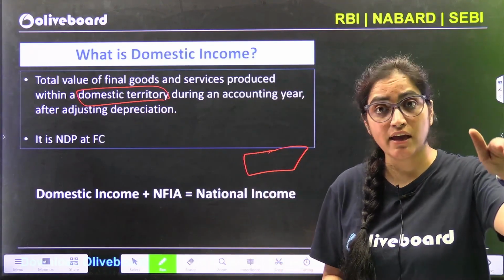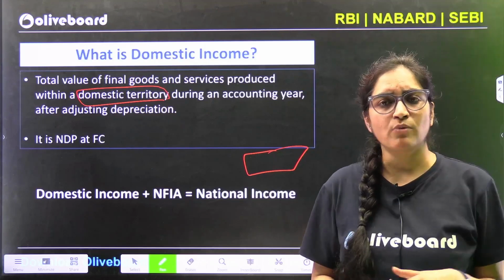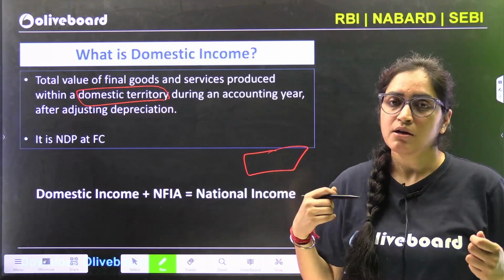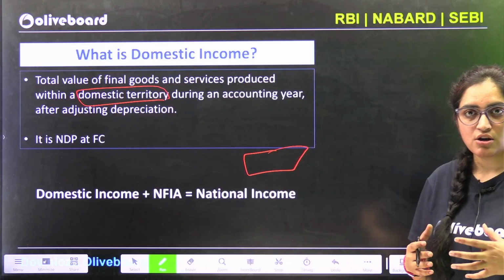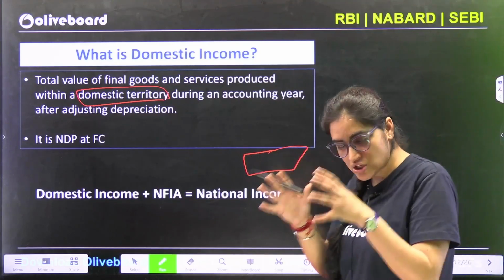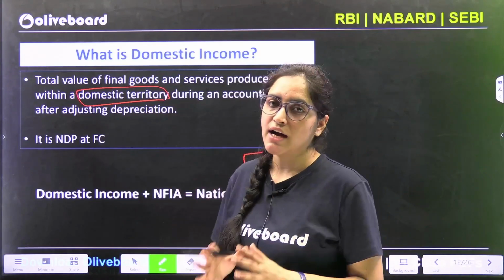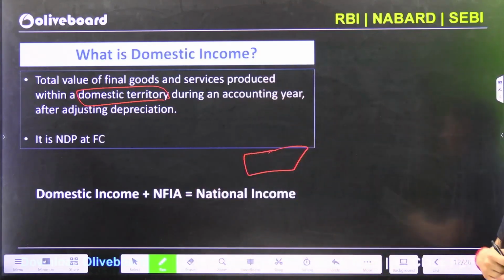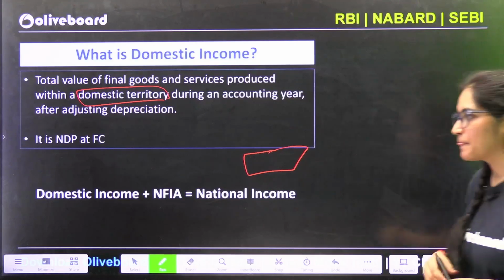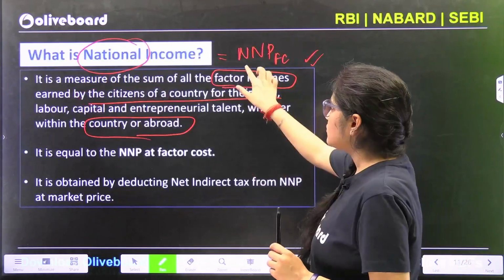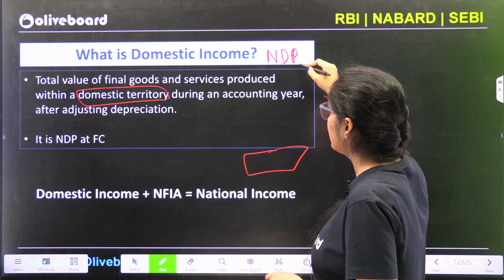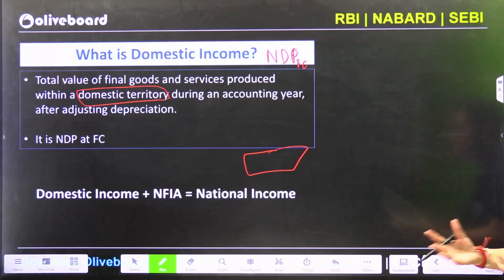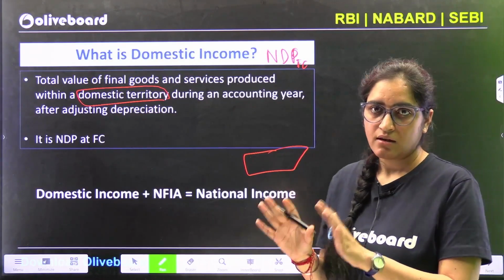That can also be an airplane of India, which might be in the US, and in that airplane some goodies might be given, or some other goods and services might have been exchanged. So even if the ship is of India, the airplane is of India, that is our domestic territory, and that's how we take it into account in the domestic income. In national income it was your NNP at FC; in domestic income it will be your NDP at factor cost. So that's how we calculate your national income as well as your domestic income. I hope that's clear to you all.